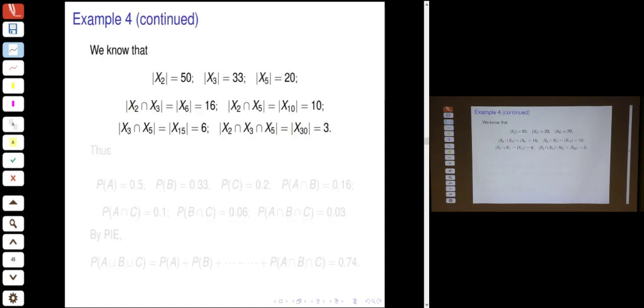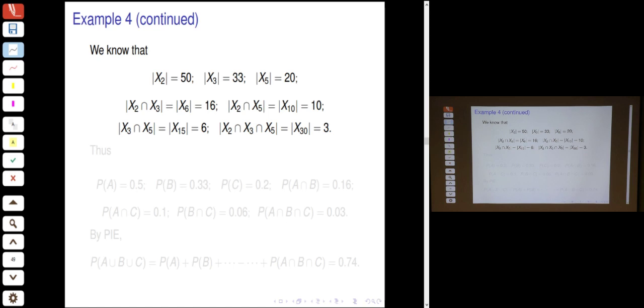Okay, so now we are going to use PIE, the inclusion-exclusion principle. But this time, the intersections are more complicated, so we have to use all this information. So let's look at these.